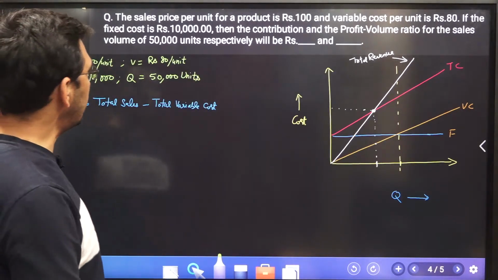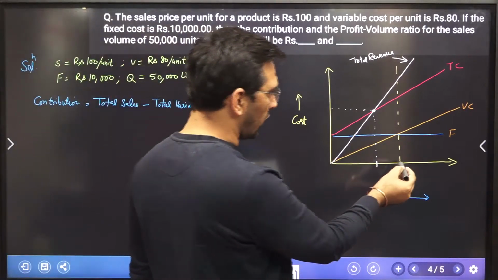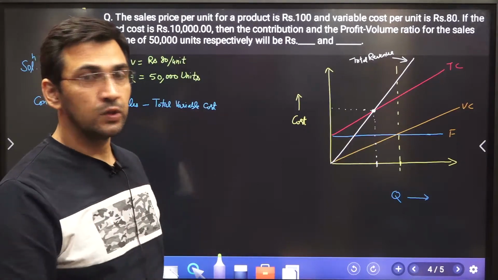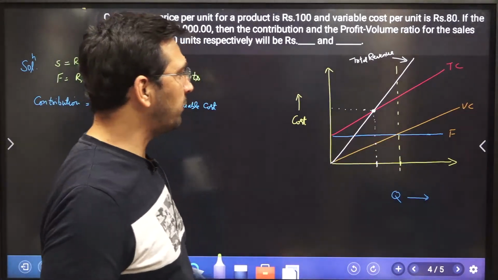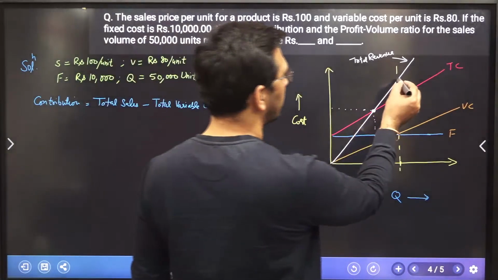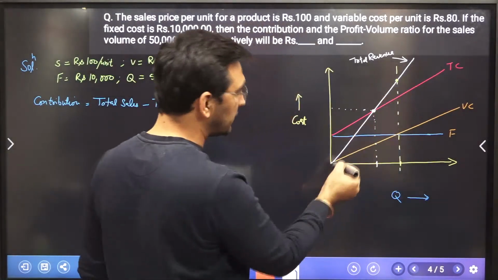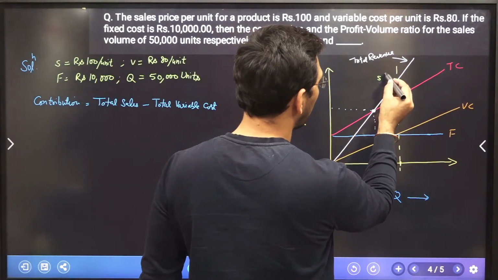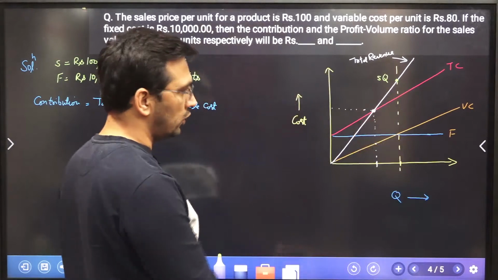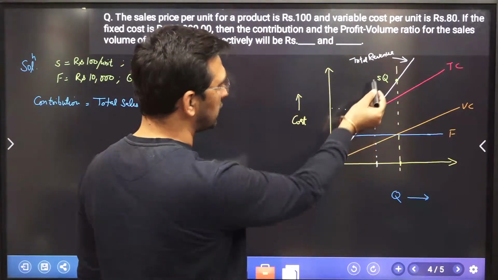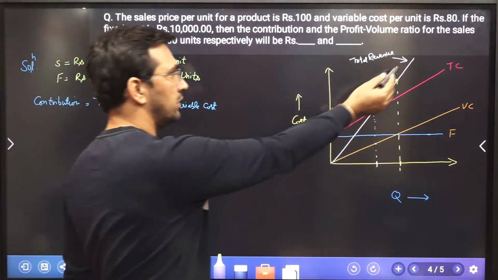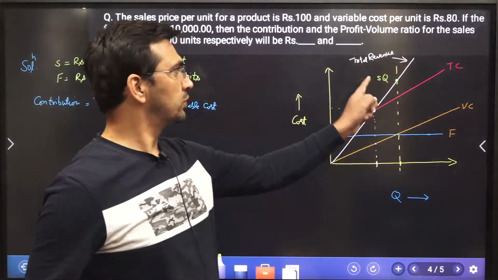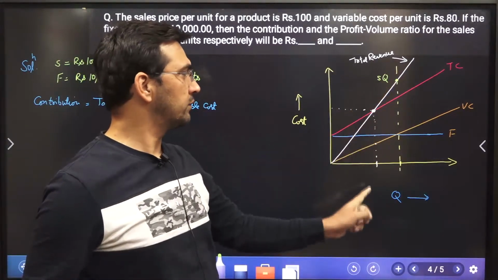Now, when we say total sales, let us say if you are producing quantity Q over here, how much in terms of rupees did you sell? You will say Q you produced, if you multiply it by the sales price per unit, you're going to get this point. It means this whole line of total revenue or total sales is sales price per unit multiplied by how many units you sold. So if you are selling fewer units, the sales price is going to remain constant. So simply these different points you are going to get, you are having this line. So this is the total sales line, SQ, sales price per unit multiplied by the number of units you are producing.